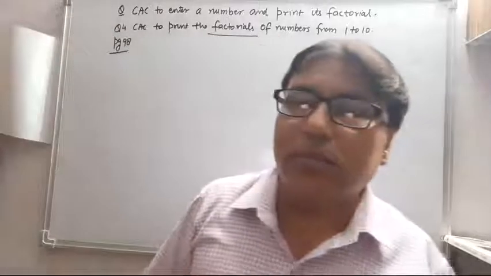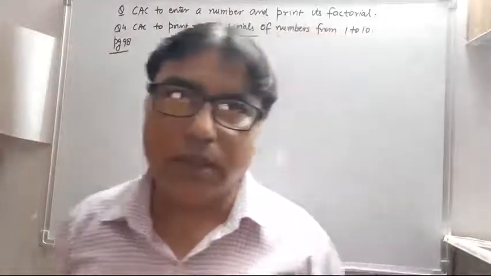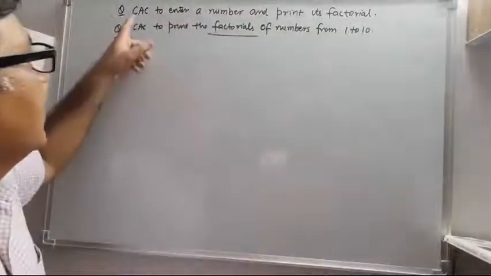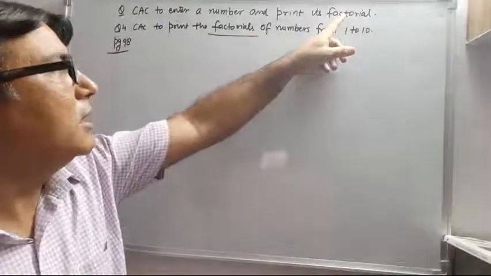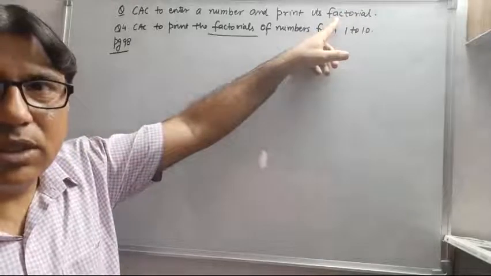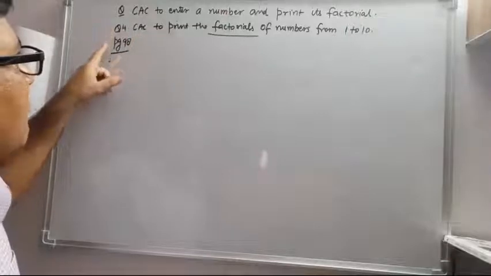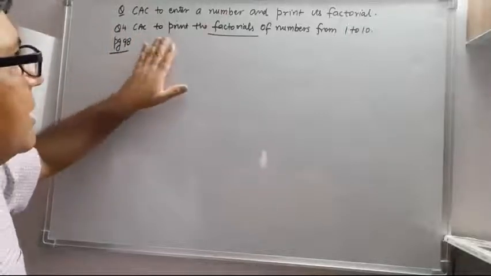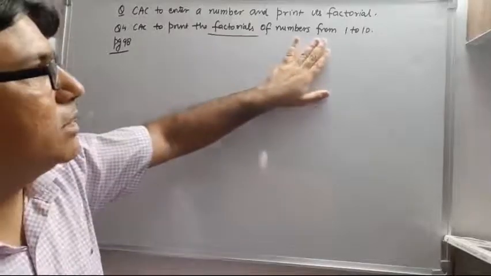Good morning students. In the previous video we have learned how to print the factorial of a given number. We have done this program, create a class to enter a number and print its factorial. Now since we know what a factorial is and how to find the factorial of a number, we will do this program, question number 4 given on page number 98.